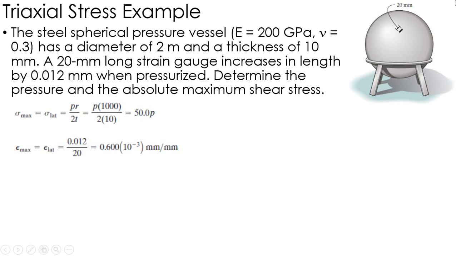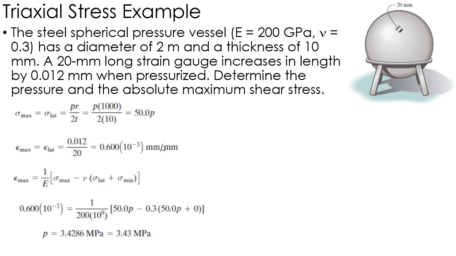Now, the strain gauge gives me the strain, which is just going to be 0.012 over 20. So I get 0.6 times 10 to the negative third millimeters per millimeter. That's the measured strain. Now I'm going to use the generalized Hooke's law to relate these two.